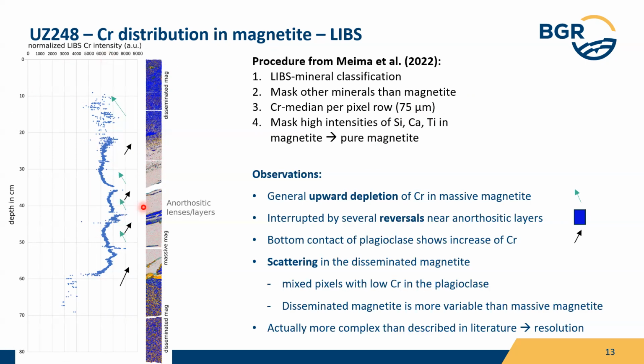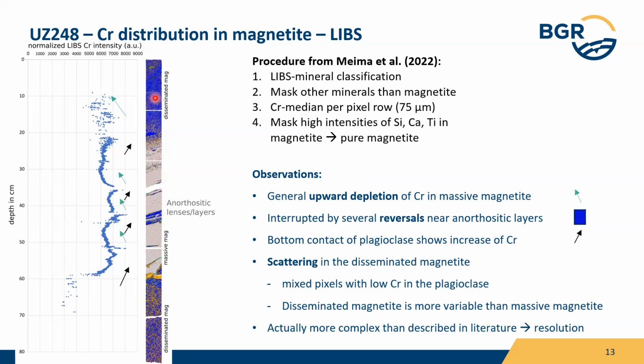Now, what can we observe here? There's a general, not so clear upward depletion of chromium in the massive magnetite, which is here the gray part. This general trend is interrupted by several reversals near the anorthositic layers. Here in blue, blue is plagioclase, and you can see it here going up, going down. So at the bottom contact of the plagioclase, we see this increase of chromium going up here, going down here. Then the plagioclase comes in again. It goes up and then down. There we have again a plagioclase layer and so on. So this is what we can observe.